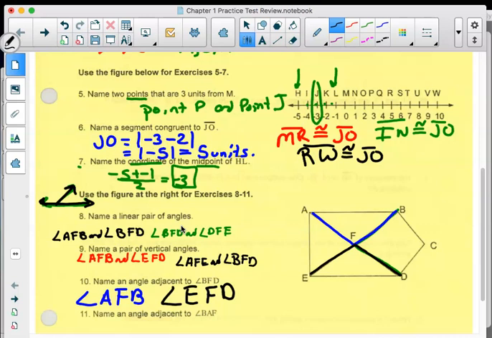Okay, name an angle adjacent to angle BFD, and that's where we're going: EFD and AFB. Those are two, but all you had to do is come up with one.